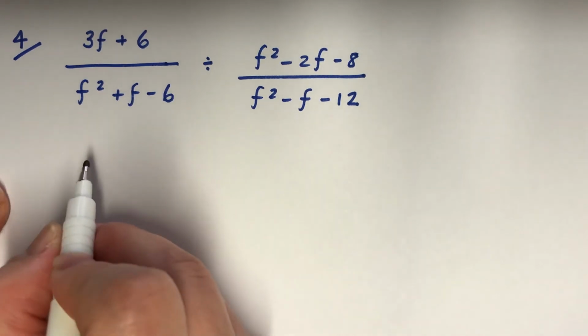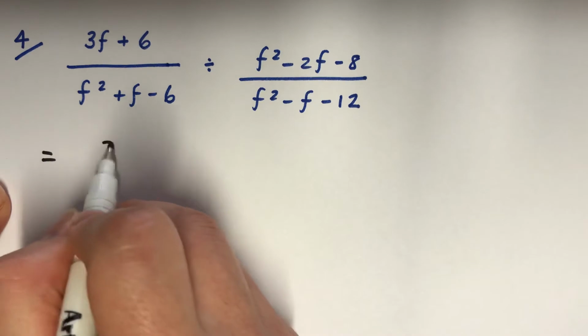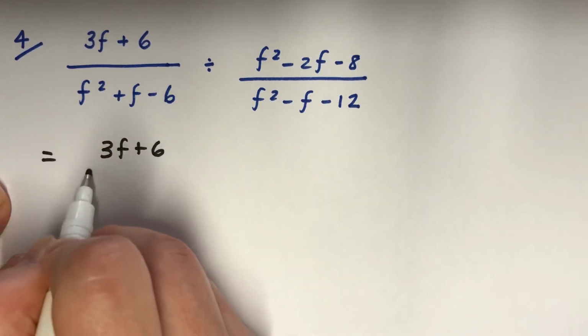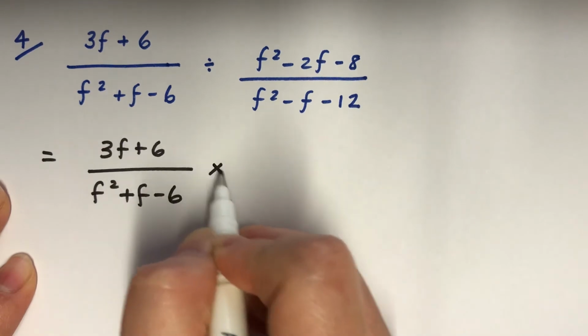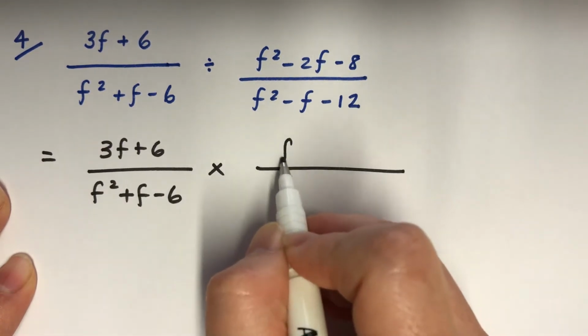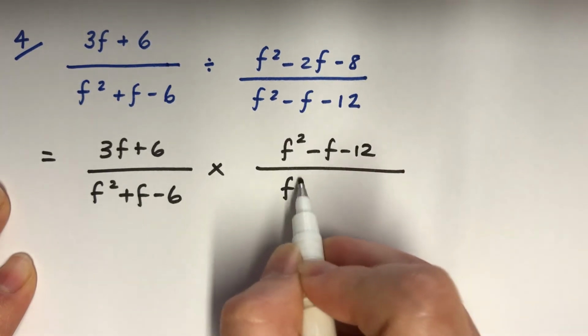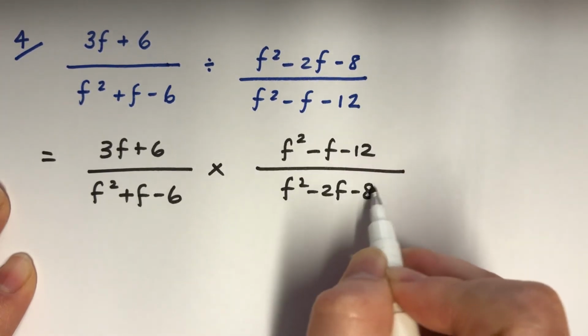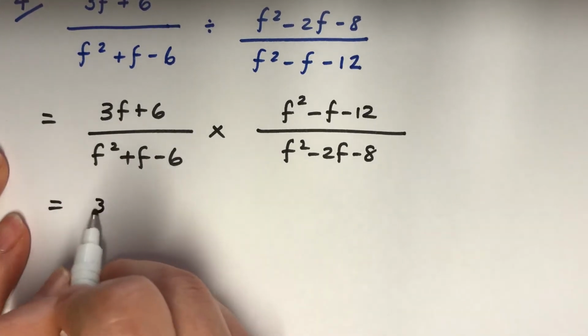So let's have a look at this. What I'm going to do is I'm just going to flip the second part first. I'm going to make it times. So make sure that denominator goes on the numerator. And then I'm going to factorize this. So that will be 3 out.